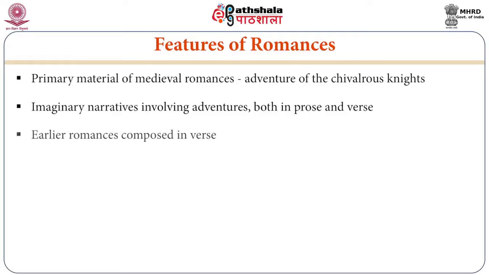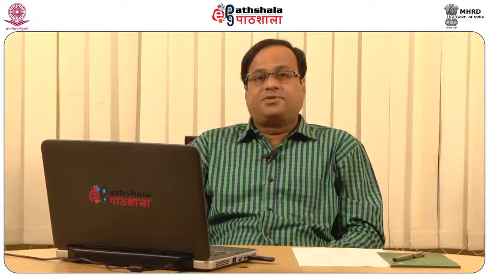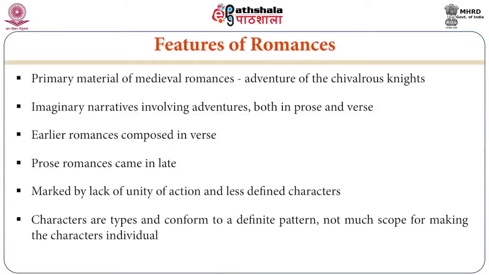Number 3, earlier romances were composed in verse, and prose romances came in later. They are marked by the lack of unity of action and less defined characters. That means if you think of characterization as specific on a grand scale, you will not be successful. Characters are types. That means type creation is one of the features of these romances. They conform to a definite pattern, with not much scope for making the characters individual or living.